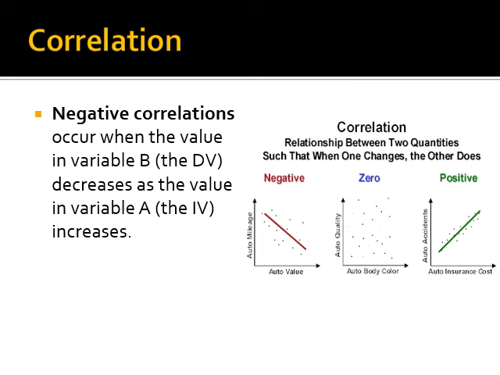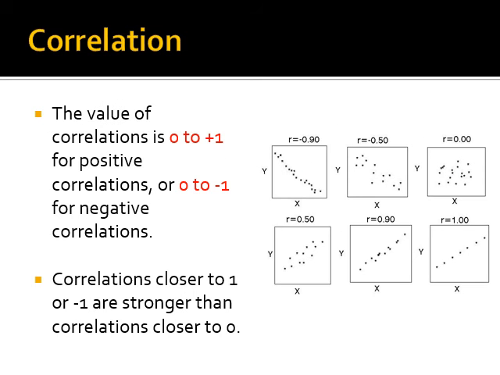Negative correlations occur when the value in variable B, the dependent variable, decreases as the value in variable A, the independent variable, increases. So looking at the red line, as auto mileage increases, the value of the car decreases. The value of correlations is 0 to +1 for positive correlations, or 0 to -1 for negative correlations.